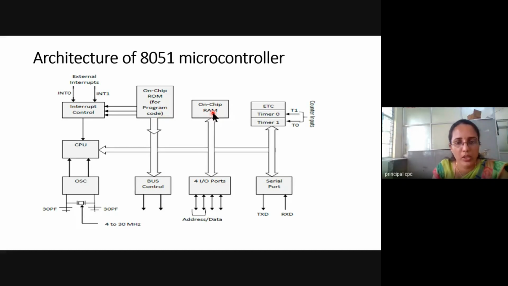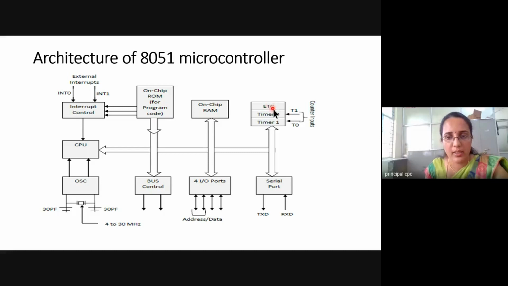And you have on-chip RAM. It is 128 bytes of random access memory. It is a temporary memory. It is a volatile memory. When there is a power failure, you lose the data stored in this, and it is 128 bytes.